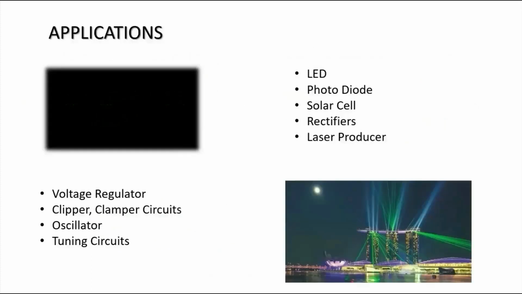There are a lot of applications for diodes. For example, light emitting diodes, photodiodes in photosensors, in solar cells, in rectifiers. We can even produce laser using diodes. Zener diodes are used as a voltage regulator, and we can use tunnel diodes in oscillator circuits. In tuning circuits, we can use varicap, and in clipper and clamper circuits, etc.